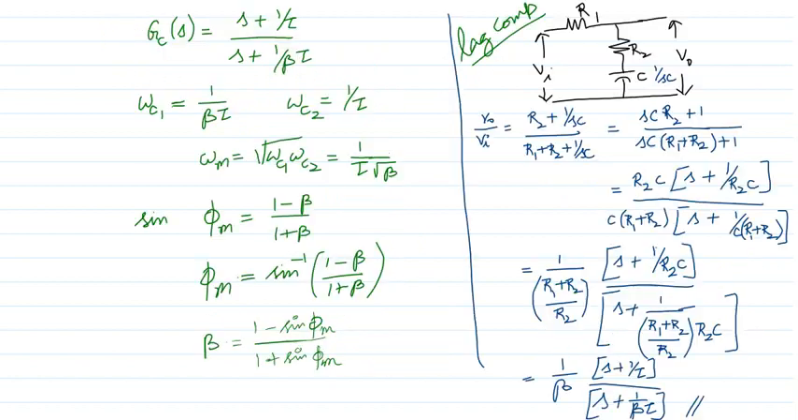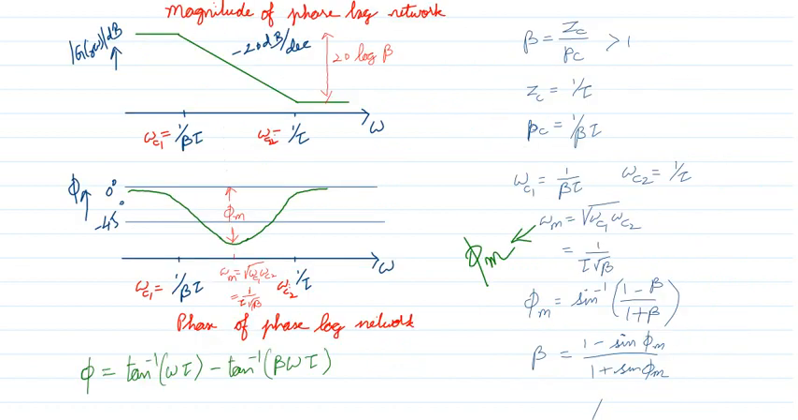Okay, when the denominator is working first, what happens? It causes minus 20 dB. After the second corner frequency, plus 20 dB will be added. So minus 20 plus 20 becomes 0. Okay, so this is the magnitude response.